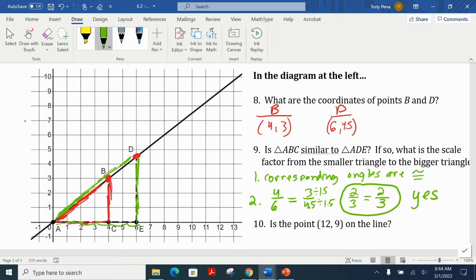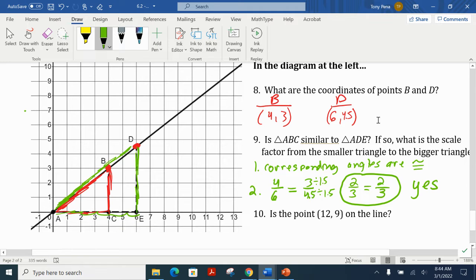All right, real quick, number 10, answer that question. Look at the graph, find the point 12,9. Tell me if the point 12,9 is on that line. Yes or no? Is 12,9 on that line? Yeah, this is a yes. We can just look at it here and tell. Here's 12,9. If I plot the point 12,9, it just so happens to be on the line.